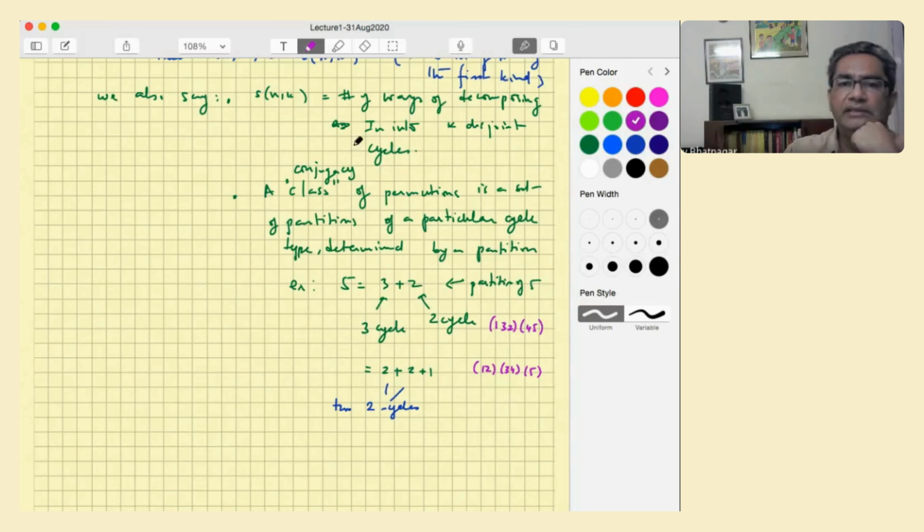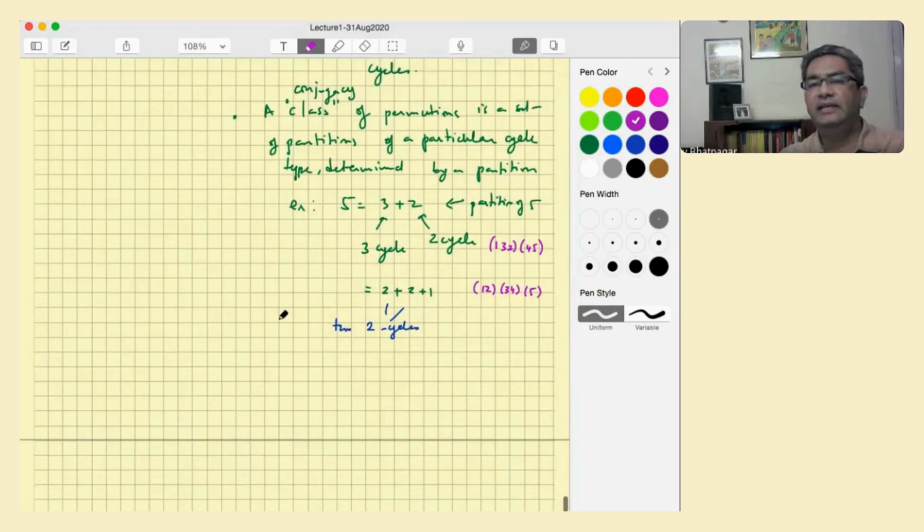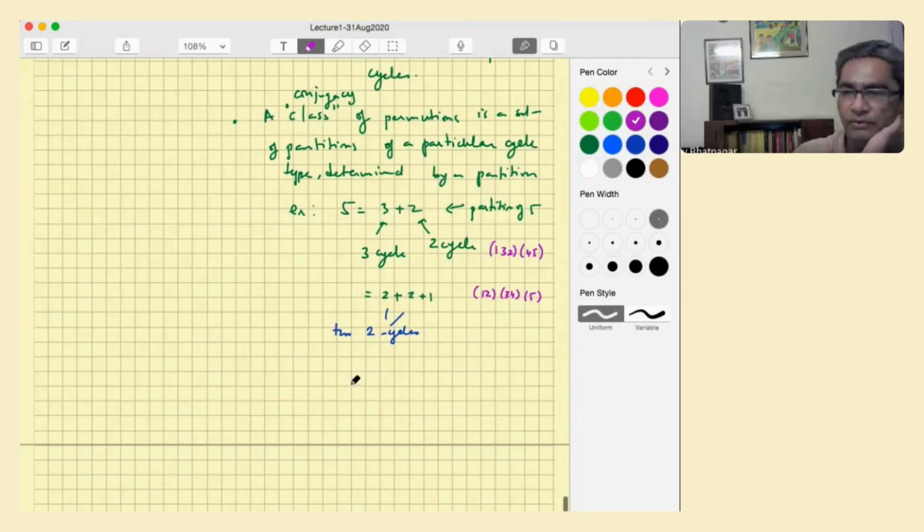And what is really fantastic about this is that it's an equivalence relation. So there is a very important equivalence relation which we may or may not get into. But these classes are very natural. There is an equivalence relation which leads to these classes.